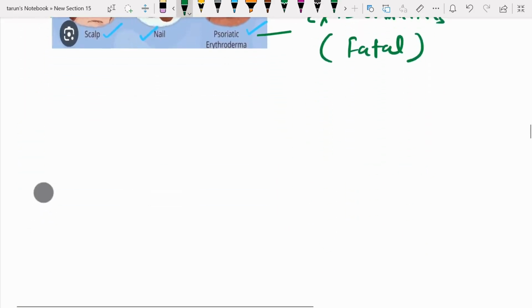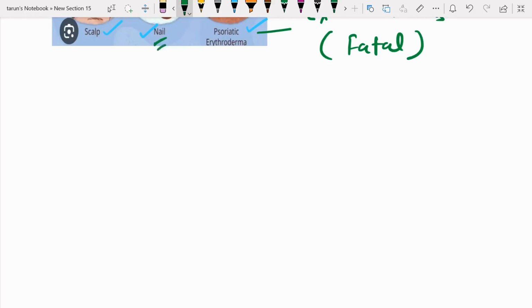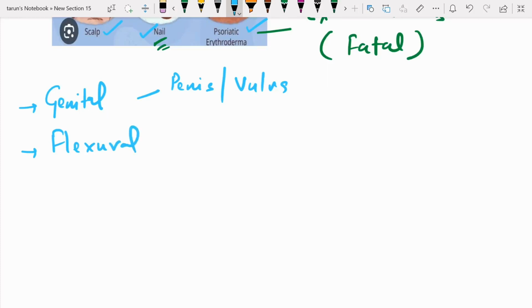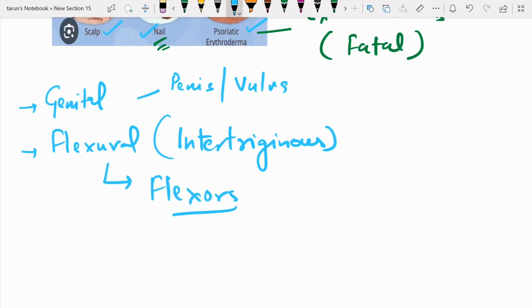Nail psoriasis is a big topic in itself. Then we have other types, like genital psoriasis, where the penis and the vulva are affected. Then we have flexural psoriasis, also called intertriginous psoriasis, in which the flexure sites are involved. Normally in psoriasis the extensor surfaces are involved, but if the opposite occurs and the flexures are involved, then it is flexural or intertriginous psoriasis.